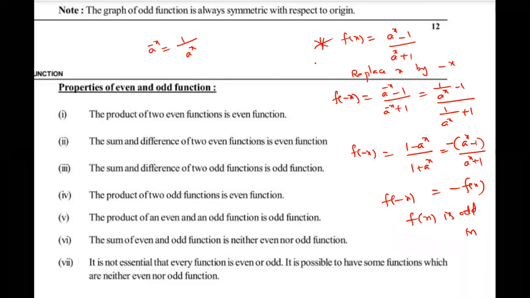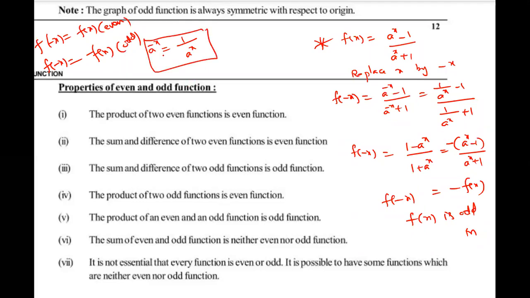How to recognize? That's what I'm saying for any case. This is the procedure I'm explaining. For any function, replace x by minus x. If f of minus x is equal to f of x, this is even; if f of minus x is equal to minus f of x, this is an odd function. That's all. How to recognize means replace x by minus x. Output is f of x means even, minus f of x means odd function.